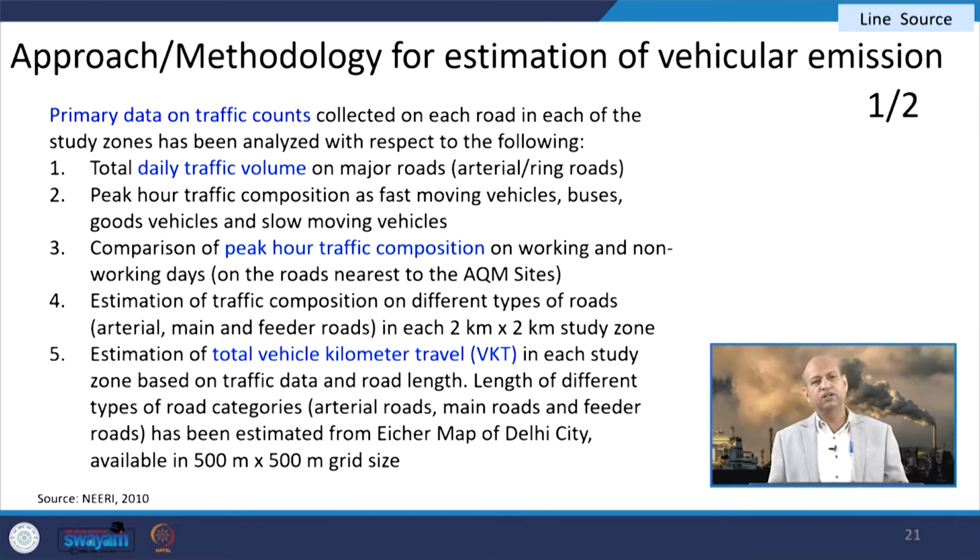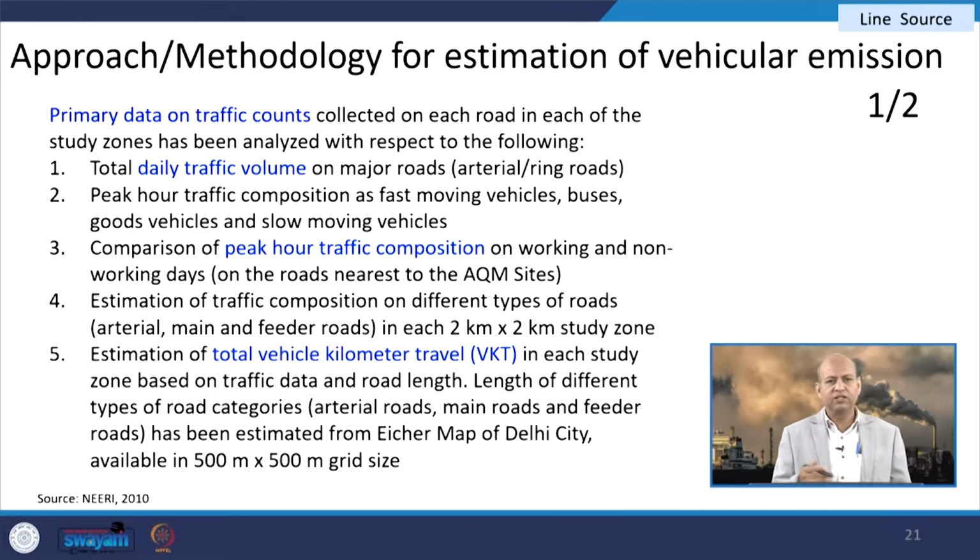Well, so for estimating the emissions from vehicular category, primary data of the traffic counts have been collected from the RT office. Then different kind of categories like how many vehicles are there of 4-wheeler category, 2-wheeler, within 2-wheeler 2-stroke engine, 4-stroke engine.